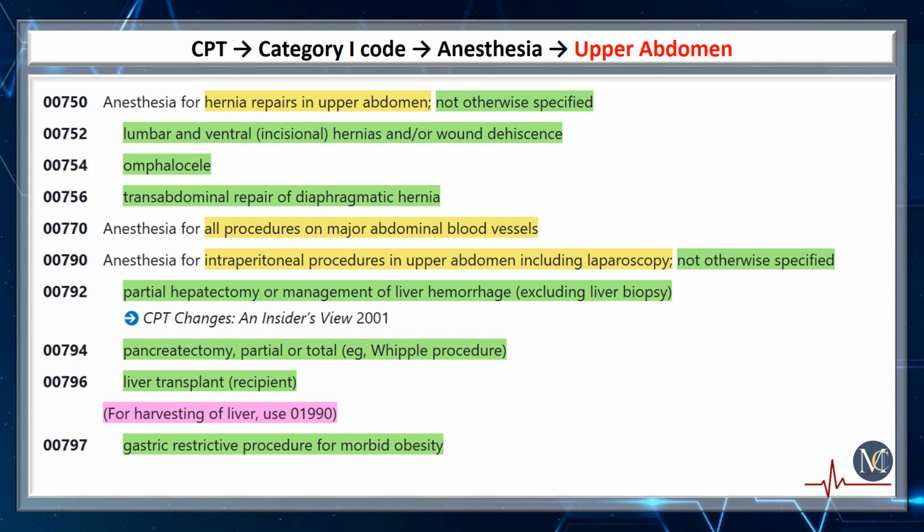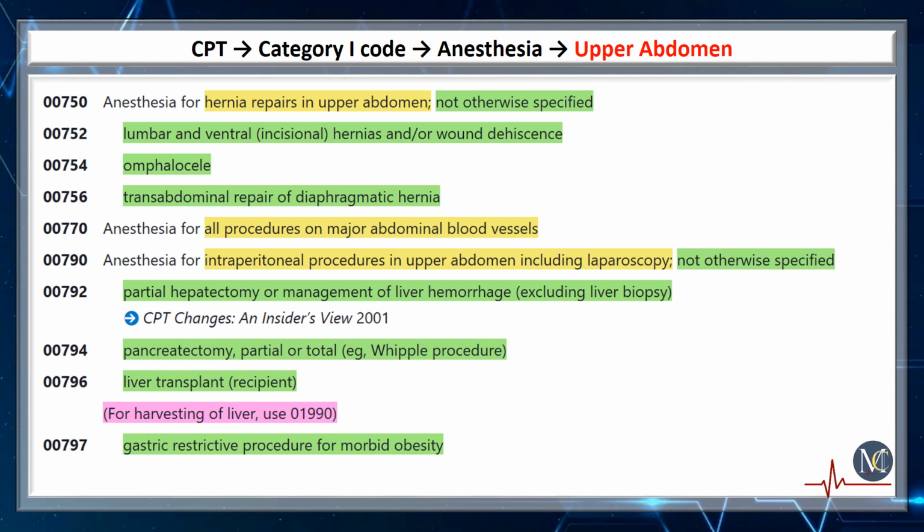Next code is 00794. Pancreatectomy, partial or total, Whipple procedure. The provider performs anesthesia service for a patient undergoing a procedure of partial or total surgical removal of the pancreas. The surgical provider may perform a Whipple procedure, which is the removal of the head of the pancreas along with the duodenum, other nearby structures, and rejoining the cut ends of the pancreas to the small intestine.